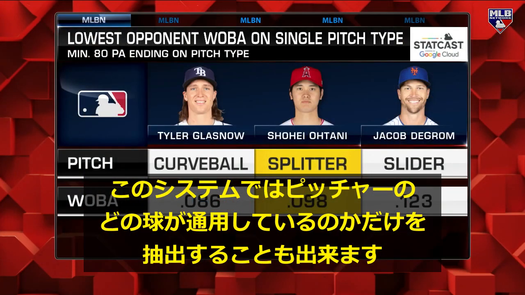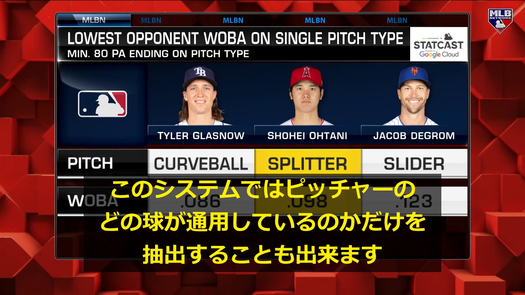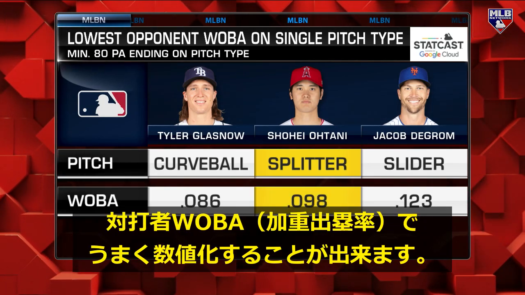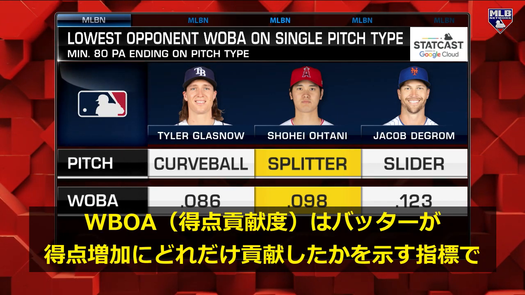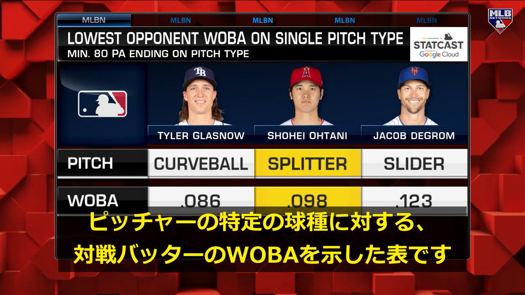Pitches don't happen in isolation, but you can isolate them and just see what is successful within the overall sphere of what a pitcher throws. Lowest opponents' weighted on-base average, wOBA, works off what they use for batting average, meaning a .300 batting average is good, .300 wOBA is good. It brings all your offense into one number.